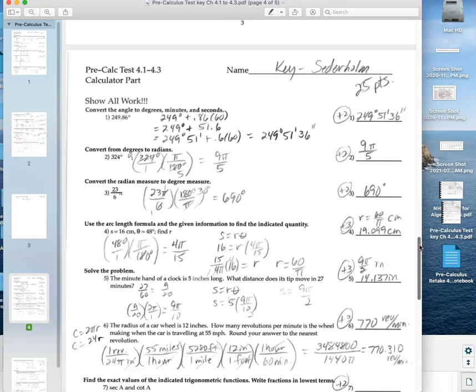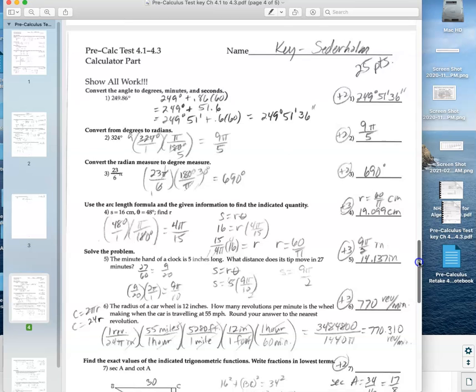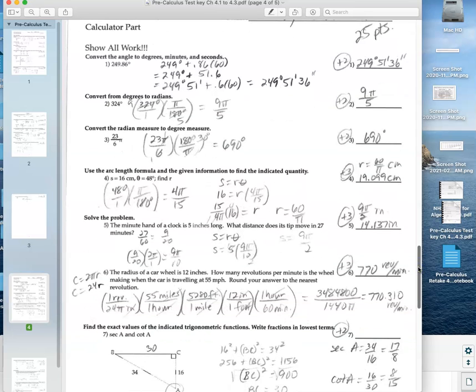And the pi's cancel out, and you were allowed to use a calculator for this, so maybe you didn't even do the reducing that I have up there, and you get 690 degrees. But the label is important because degrees get our little bubble. Anything else is considered radians.